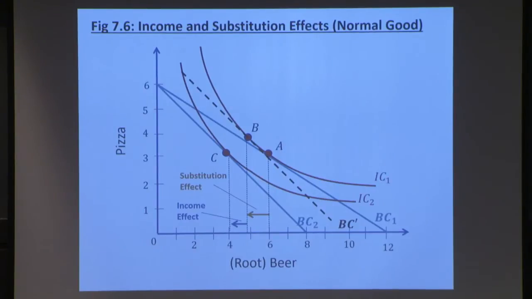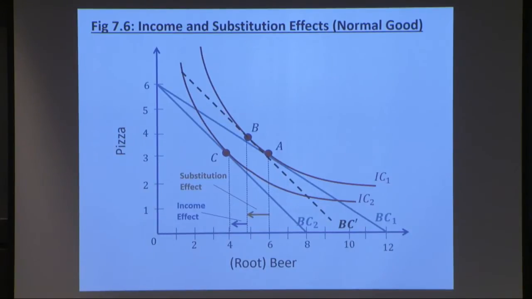And then in addition, I'm effectively poorer. I've lost some money. So I'm going down and to the left from point B to point C, losing some root beer. So there are two reasons I have less root beer, an income effect and a substitution effect. And they're working in the same direction here, both of which make the demand curve downward sloping.